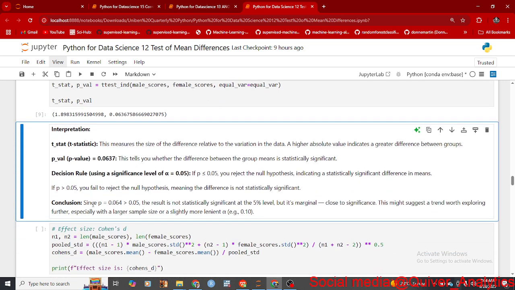So let's go to the conclusion here. Since p is equal to 0.06, which is greater than 0.05, the result is not statistically significant at the 5% level, but it is marginal. So it is close to significant. We say it's marginally significant. So this might suggest a trend worth exploring further. That means we can suggest for the experiment to probably continue, and increase the sample size, to see if this marginal significance will eventually become significant.